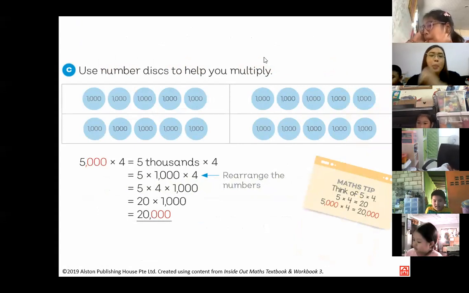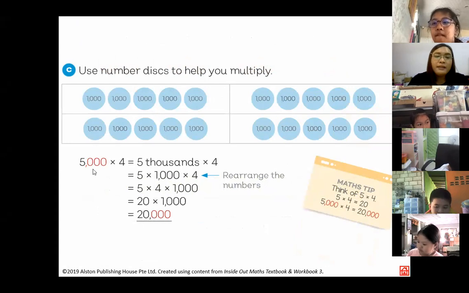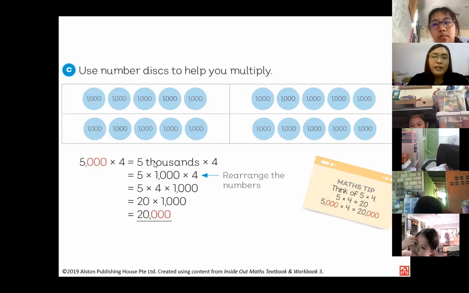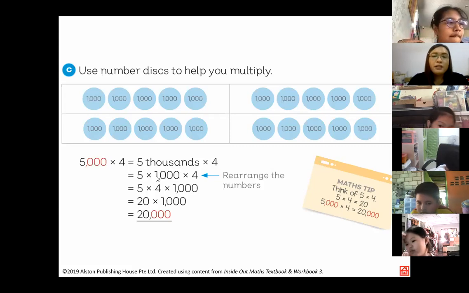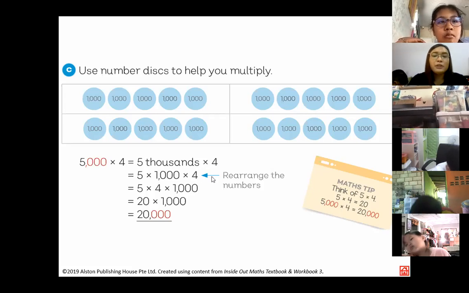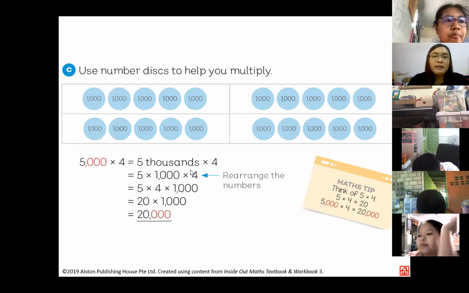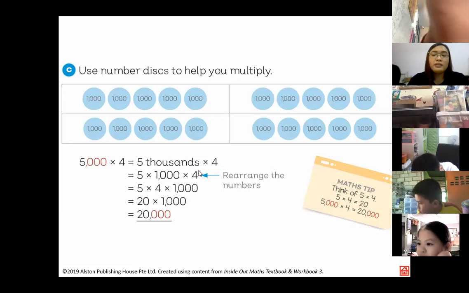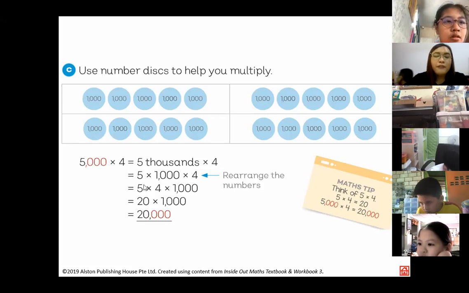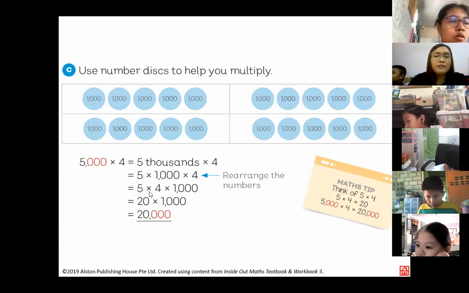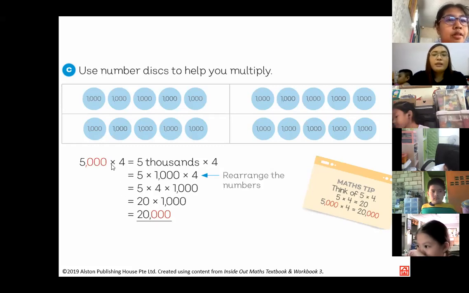All right, letter C. So we have 5,000 multiplied by 4. So here is how it goes. Just write 5 and then the word thousands and then times 4. So write number 5 times numeral 1,000 times 4. Now rearrange. Change number 4 and number 1,000. Change their place. So 5 times 4 times 1,000. And then 5 times 4, that's 20. And then 20 times 1,000, that's 20,000.